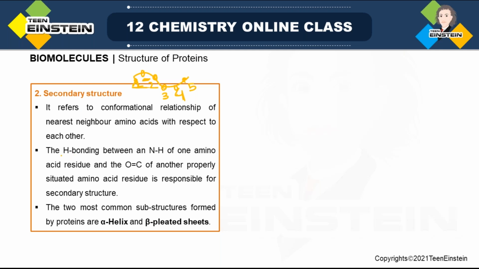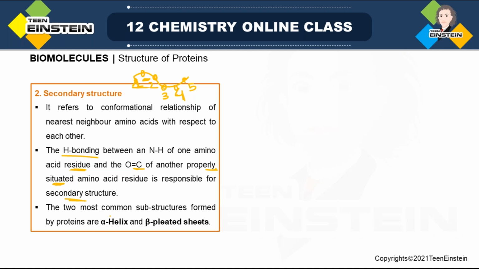Now in this case hydrogen bonding occurs, and it occurs between an NH group of one amino acid residue. Fine, NH means the NH group which is present in the peptide bond NHCO. So NH of one amino acid residue and the carbonyl oxygen of another amino acid residue which is properly situated, and the second amino acid residue is a neighbor of the first amino acid residue. So suppose it is at position 1 or 5, or 1 or 6, like this. So there will be hydrogen bonding, and this hydrogen bonding is actually responsible for the secondary structure.